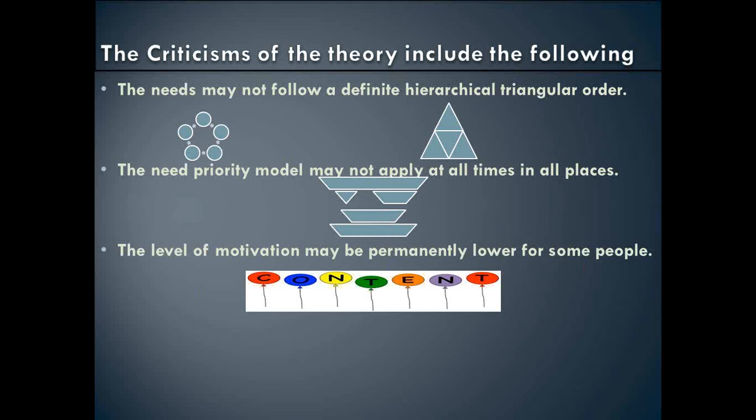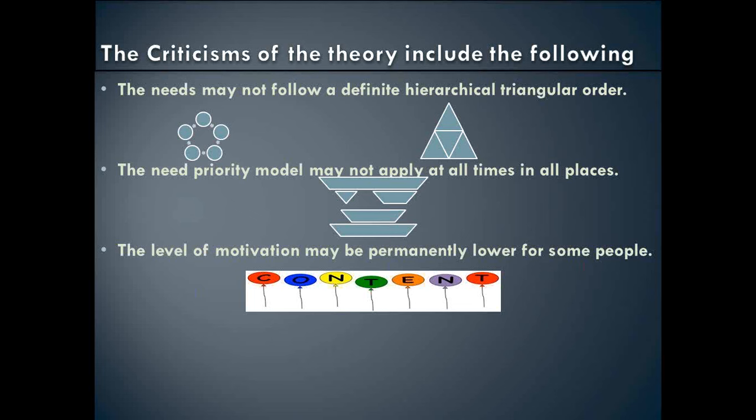The second criticism is the need priority model does not apply at all times in all places. For example, we all have heard stories of parents who were willing to die and sacrifice their lives for their children. The parent placed far less importance on their own physiological, that bottom level need, and safety needs, for more importance on the love and belonging needs.